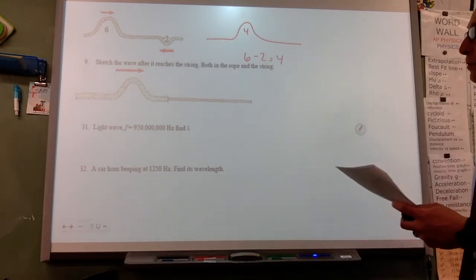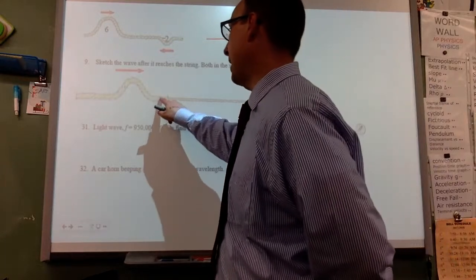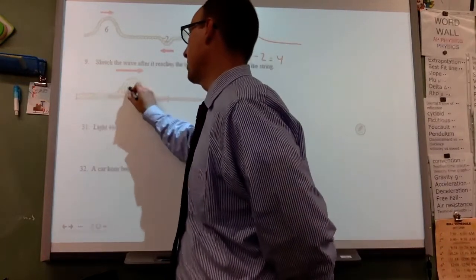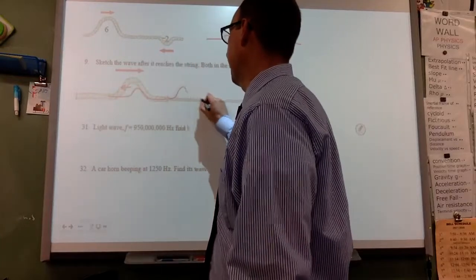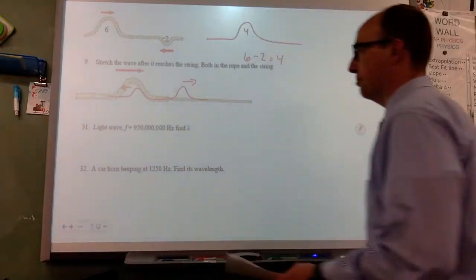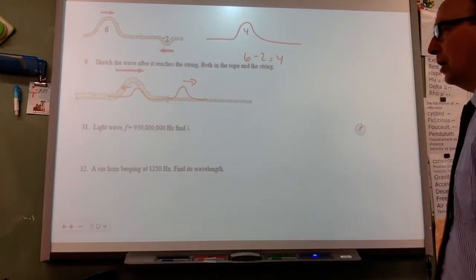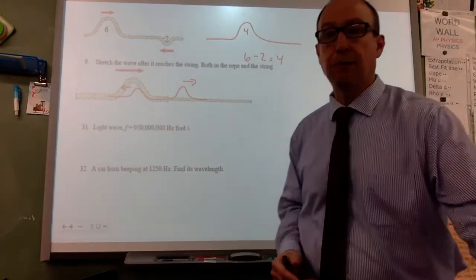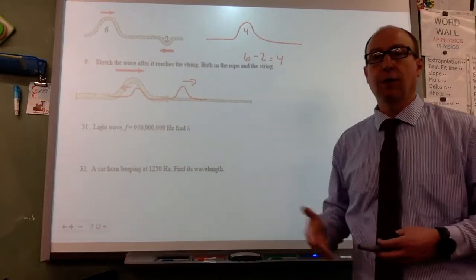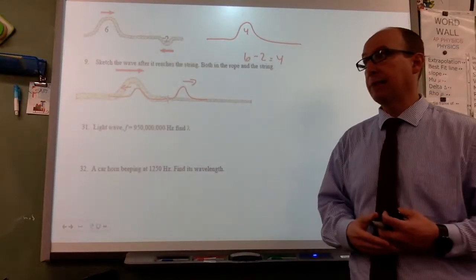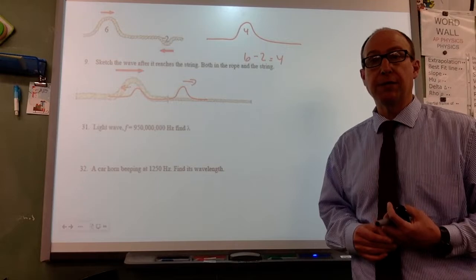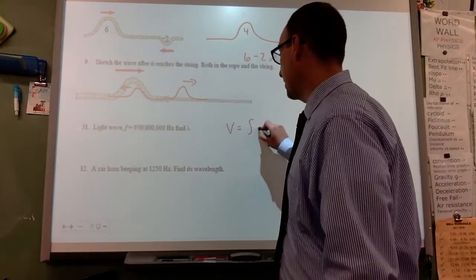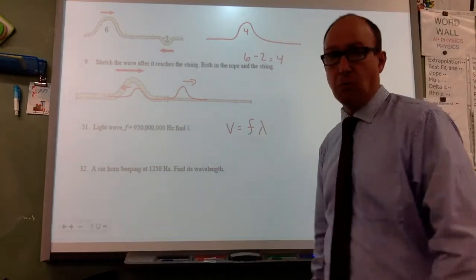Number 9, we're going from a high medium to a low medium. So what's going to happen is that some of it is going to bounce back and some of it is going to continue on. All right, now these two have to do with the wave speed worksheet, which we're going to do after we do the study guide, but it's the only equation that we need for this section. And so generally, this is going to be the frequency times the wavelength.